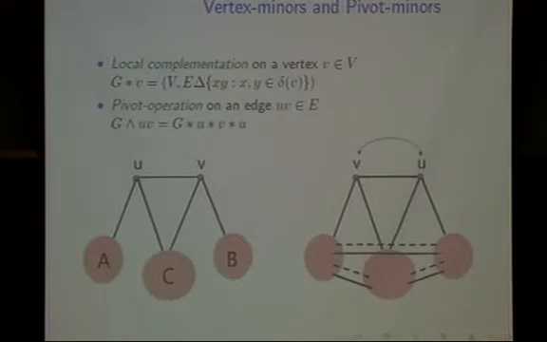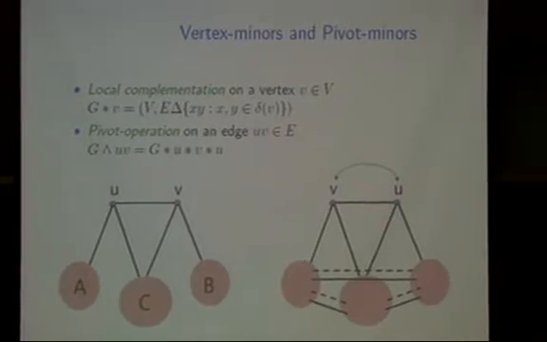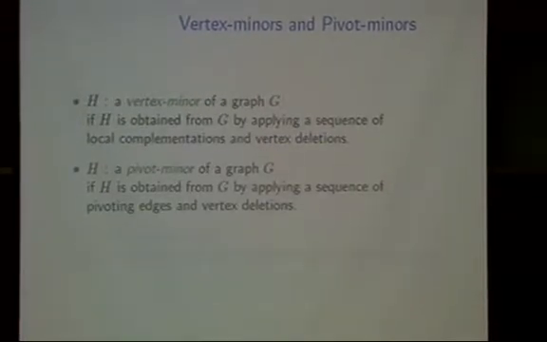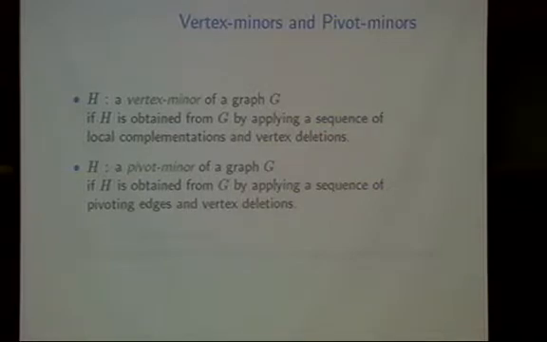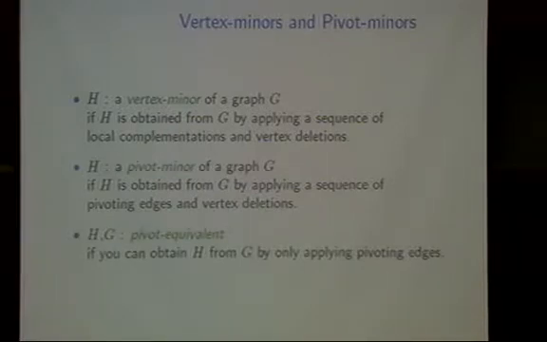Also, it is defined in terms of local complementation. You apply the local complementation u, v and u on G, then the result is exactly the same as this graph. You can check it. A vertex-minor is obtained from the original graph by applying a sequence of local complementations and vertex deletions. And a pivot-minor of graph G is obtained from the original graph by pivoting edges and vertex deletions. In particular, two graphs are pivot equivalent if you can obtain one graph from another graph by only applying pivoting on edges.